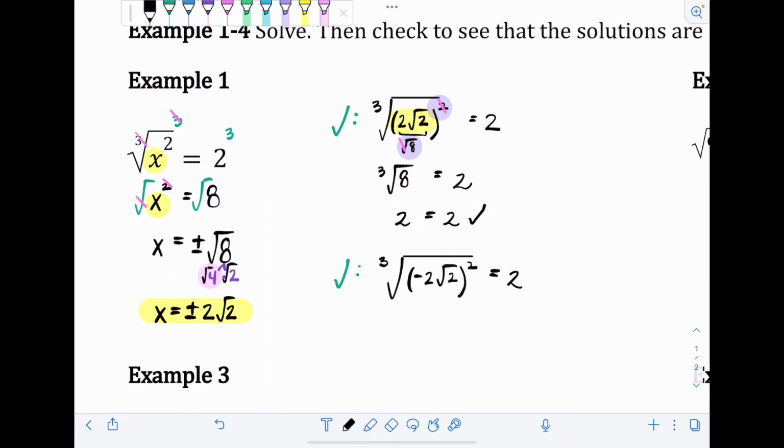and then that's equal to 2. When I square something, it always ends up being positive no matter what. So if I raise negative 2 root 2 to the second power, it's going to end up being the same thing as if I did positive 2 root 2, because squaring a number always turns it positive. Like negative 4 squared would be negative 4 times negative 4, which is a positive 16. So this simplifies the same way. It would become just the cubed root of 8, and that's equal to 2, because 2 times 2 times 2 is 8. So our check worked there as well. Both of these solutions are valid.